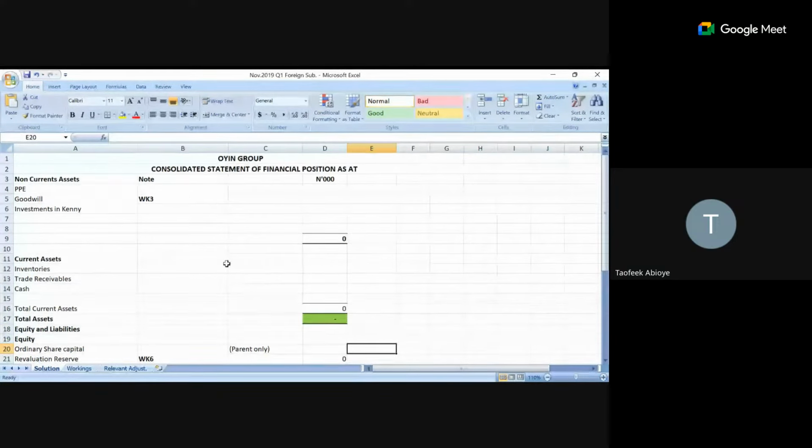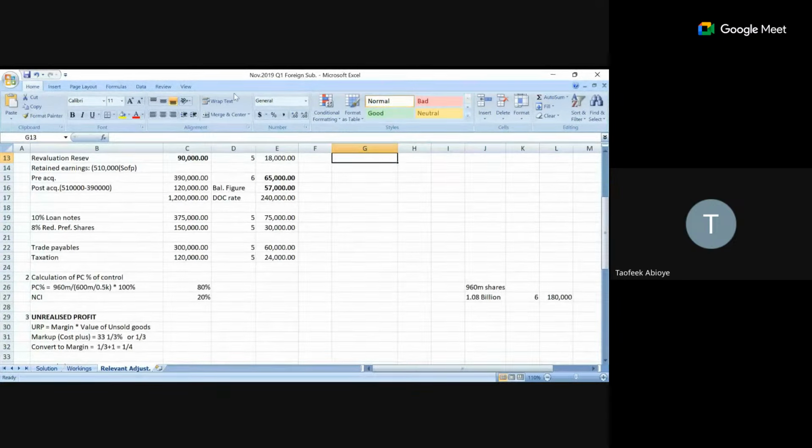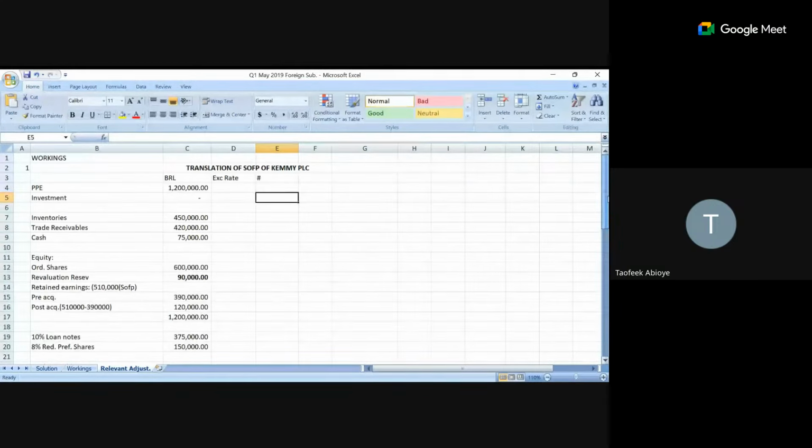When we are dealing with foreign currency, we must start with translation. This is what we need to do. Our first step is to translate Kemi, right? Now, Kemi, we have agreed that in this question, we are going to divide.